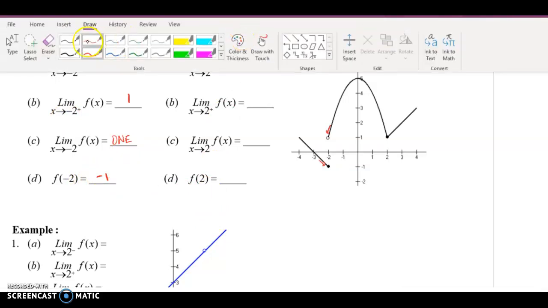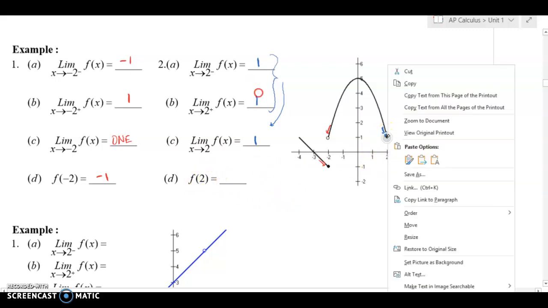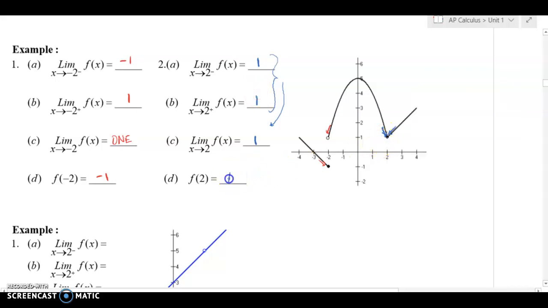All right, so the next problem then, x approaches +2 from the left. Well, that tends to be 1. This one from the right is 1. And then since those two answers are the same, we can put that answer down here. But then we have to go at 2. At 2, we have a closed dot right here, and that is 1. So all of these answers are the same. Okay? These answers are the same, meaning that the limit exists and the function is continuous.